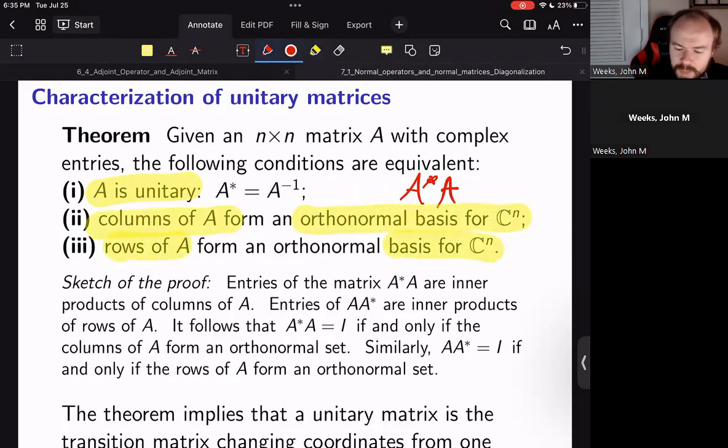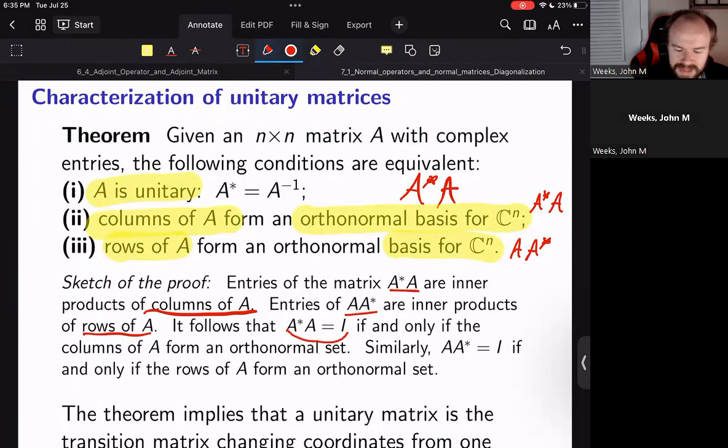This is because when we did our proof before, we were doing A transpose A, but we could have also done A transpose and then considered each row inside of A star, which also became the columns. Rather, the rows inside of A become the columns of A star. And that's exactly the sketch of our proof here. The entries of the matrix A star A are inner products of the columns of A, whereas the entries of A A star are inner products of the rows of A.